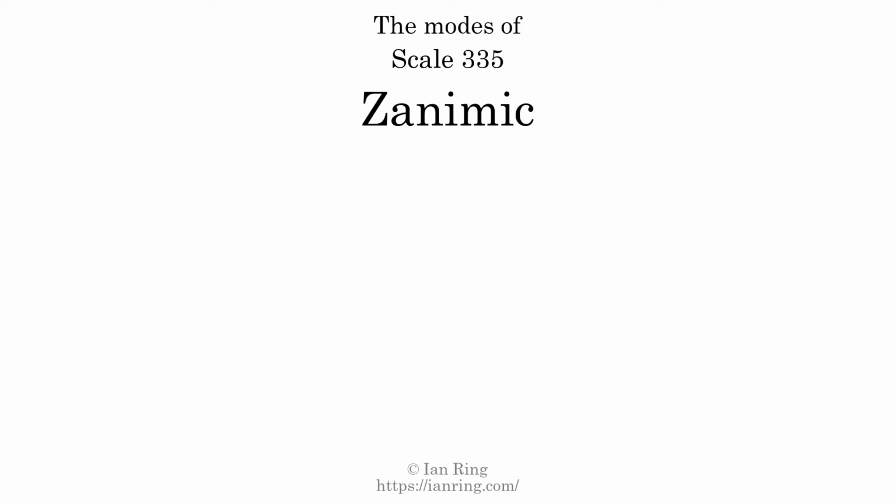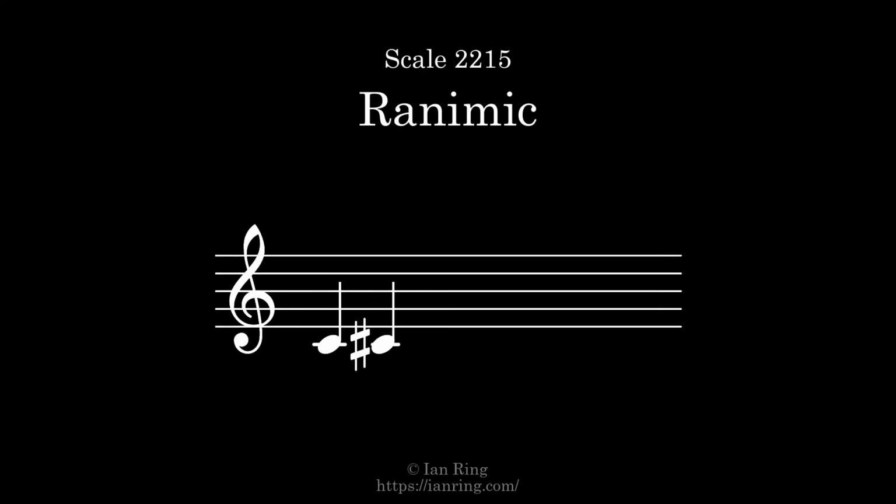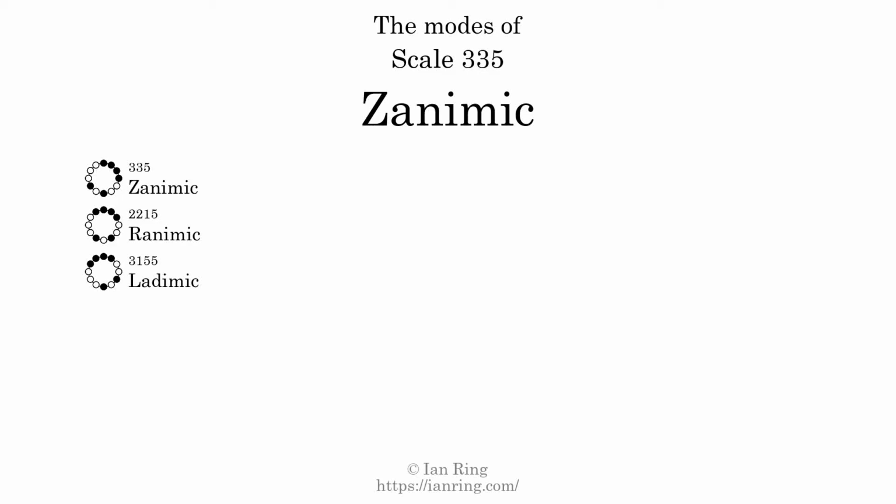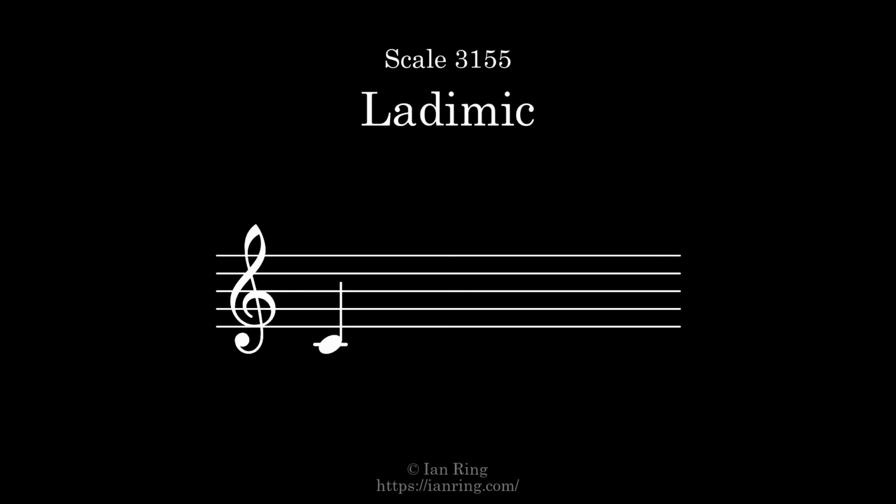This scale has 6 modes. The first mode is itself. The second mode is scale 2215, also known as Zanimic. It sounds like this. The third mode is scale 3155, also known as Zanimic. It sounds like this.